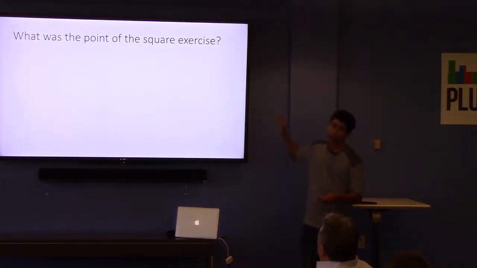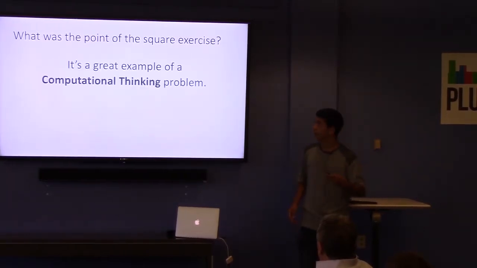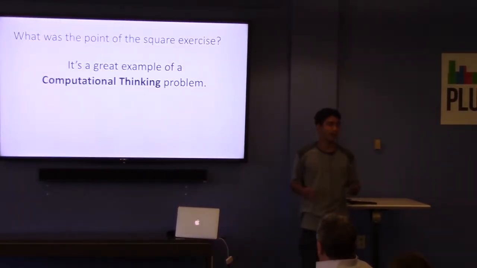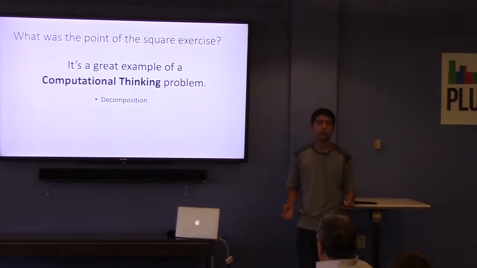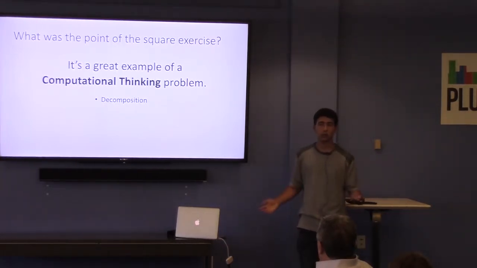Okay, so now let's go back to the square exercise I gave you at the beginning, the warm-up problem, right? What was the point of that square exercise? Well, it's a great example of a computational thinking problem. It has every aspect of a computational thinking problem in it. First, decomposition. You have to take the problem, remember the 10 by 10 grid, and look at smaller cases, the 1 by 1 grid. And another way we decompose it is by looking at the various sizes of the squares, such as the 1 by 1, the 2 by 2, the 3 by 3 squares on the smaller grids.